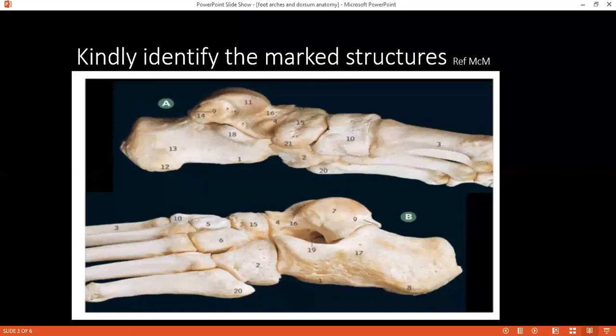Can you identify 12 over here? It is the tubercle of the calcaneum, medial process. Right. Coming on to picture B, what is 19?